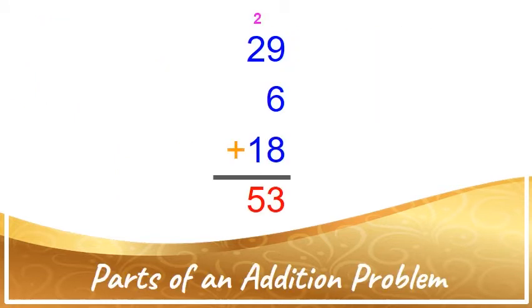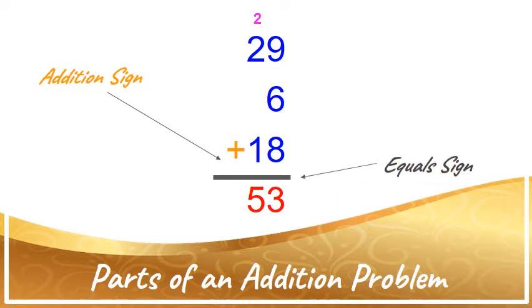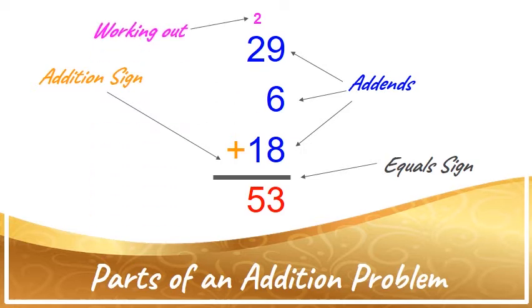So let's have a look at the parts of an addition problem. The first thing I notice is that it's got an addition sign. So this tells me that I'll be adding. Here I can see the equal sign. And here are my addends. These are the numbers that I add together. In this problem, I have three addends. Up the top here is my working out to help me solve the problem. And when all those things come together, I get my answer, which when I'm doing an addition problem, I can call a sum or a total.